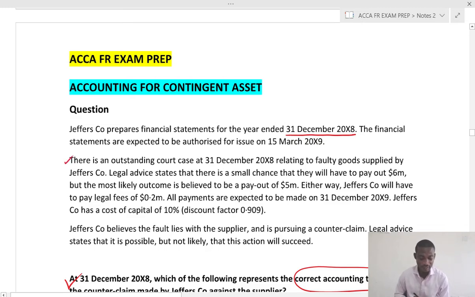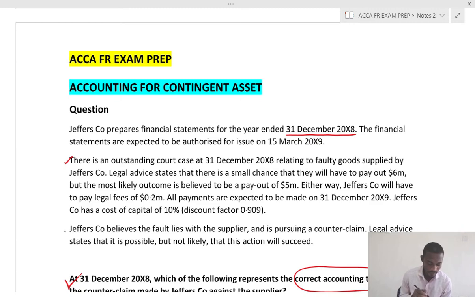There is an outstanding court case at 31st December 2008 relating to faulty goods supplied by Defesco. Legal advice states that there is a small chance that they will have to pay out 6 million, but the most likely outcome is believed to be a payout of 5 million. Either way, Defesco will have to pay legal fees of 0.2 million. All payments are expected to be made on the 3rd December X9. Jeffers Co. has a cost of capital of 10%, so the discount factor is 0.909.